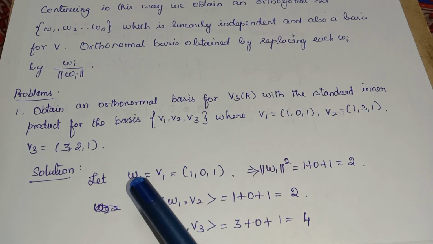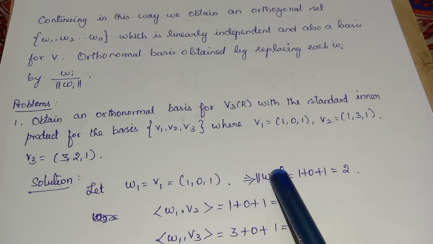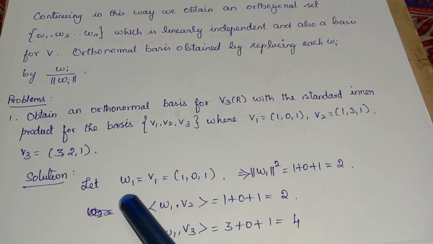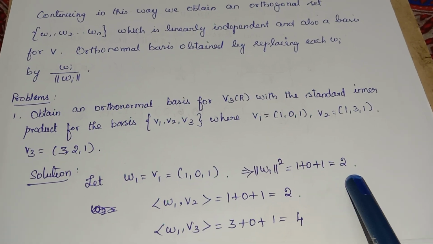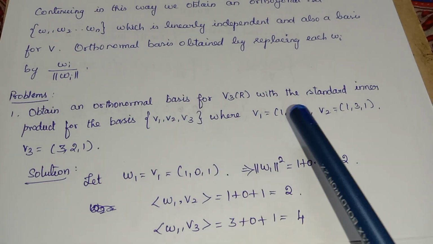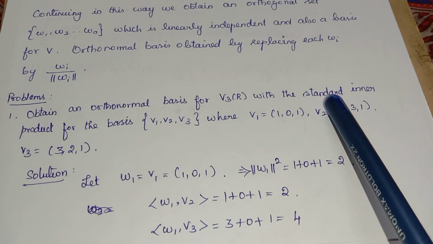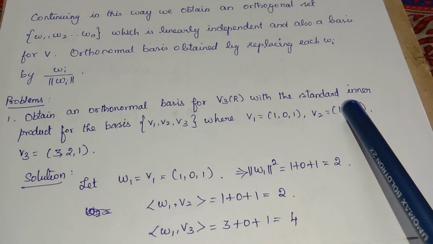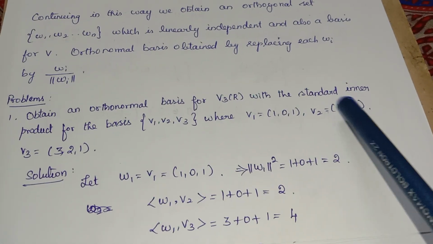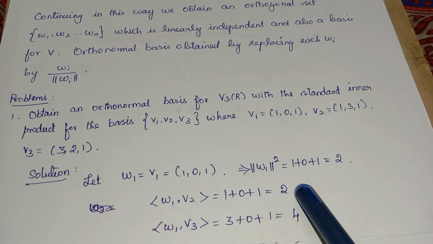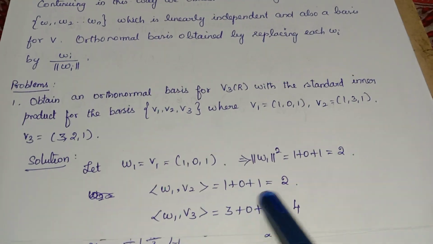So for that, what is the first step? Take w1 equal to v1, the first vector. What is norm w1 square, with respect to the standard inner product? So norm w1 square is nothing but 1 into 1 plus 0 into 0 plus 1 into 1 equal to 2. And let me find the inner product of w1 with v2 and w1 with v3. What's the formula for the standard inner product? Coordinate wise, that is first coordinate with first coordinate plus second coordinate with second coordinate plus third coordinate with third coordinate. So it will be 1 plus 0 plus 1 equal to 2. And inner product of w1 comma v3 is equal to 3 plus 0 plus 1 equal to 4.